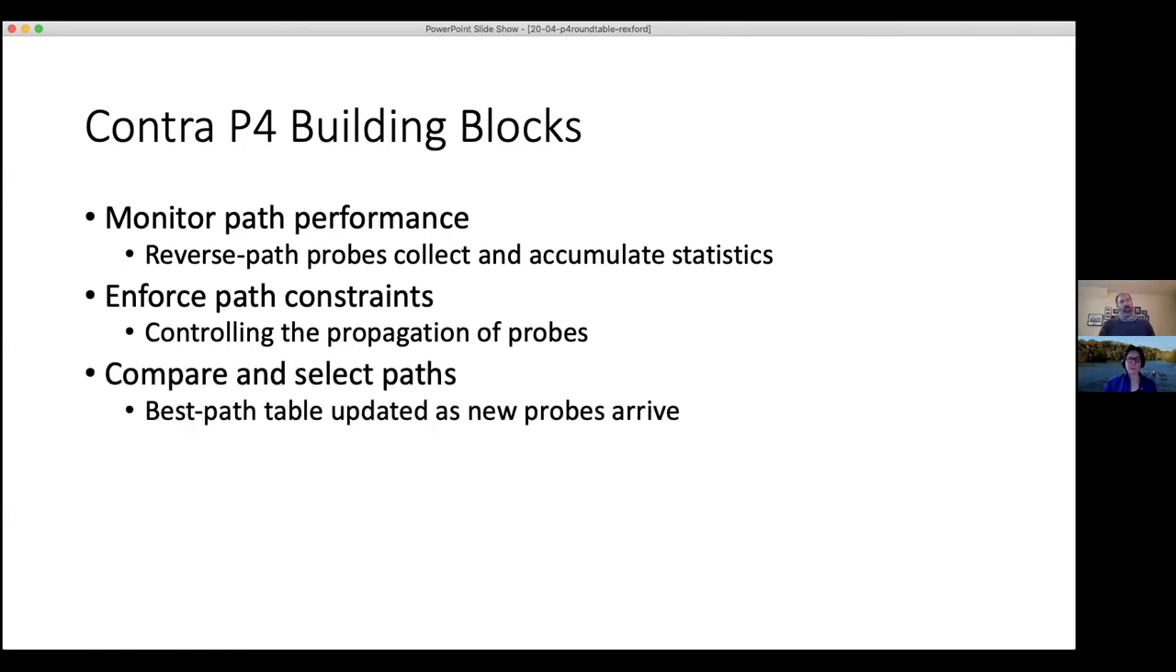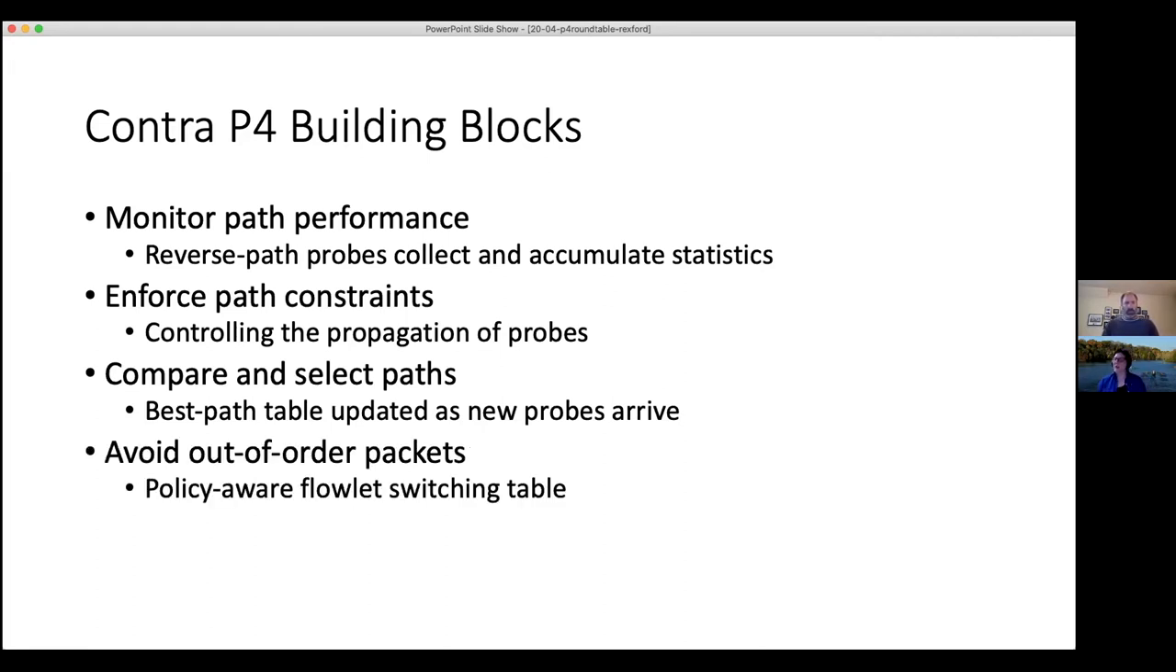And if a path can't be used at all, we constrain the propagation of the probes so that those paths never get considered. Once a switch has more than one path to choose from, it's keeping track at any given time of the current best path. When a new probe arrives, that may be overwritten if that new probe indicates there's a better path, or if the existing path has new information to indicate something about its metrics changing. And this is implemented in registers in the data plane that for every egress switch is keeping track of the current next hop en route to the destination. Now, load-sensitive routing notoriously causes out-of-order packets because packets of a flow may go on one path and then another set of packets will go on a different path.